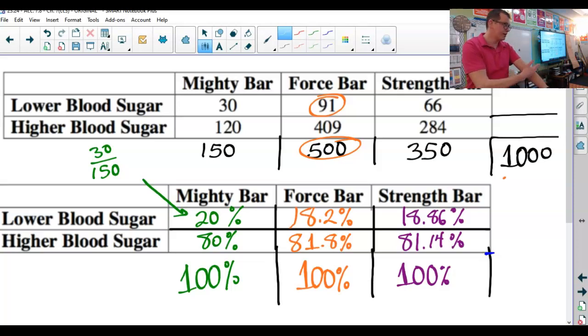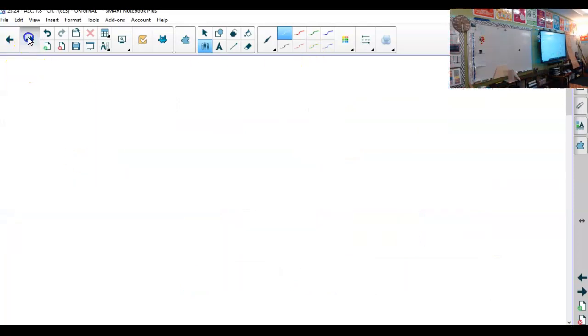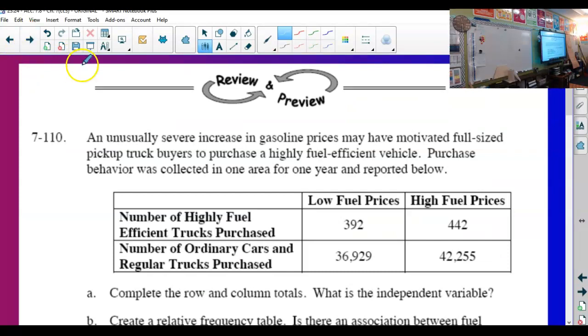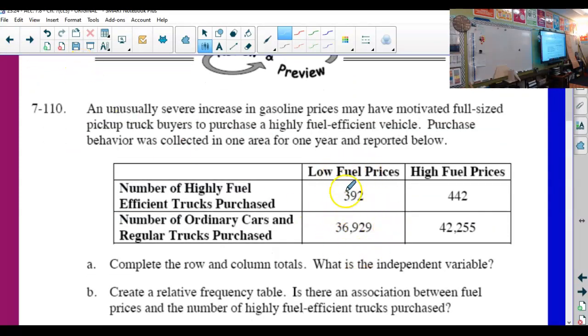So what's your independent variable here? The fuel prices. That's your independent variable. That should get your 100%. So on here, your independent is the fuel prices. We should be doing 100% vertically, right? 100% vertically, like the one we just did with the force bar, mighty bar, strength bar. Yay.